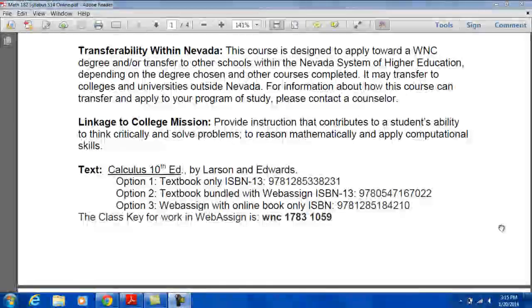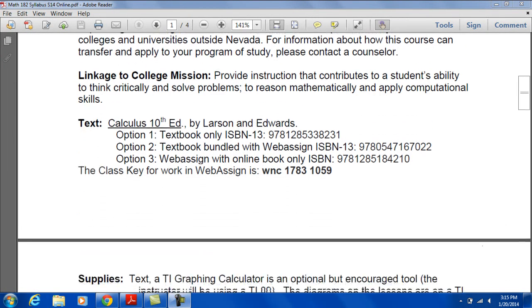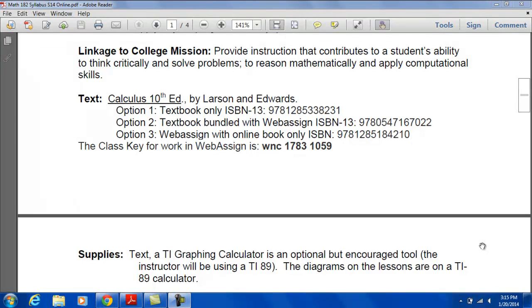So this course is designed to apply toward a WNC degree and/or transfer to other schools within the Nevada system of higher education, depending on the degree chosen and other courses completed. It may transfer to colleges and universities outside Nevada. For information about how this course can transfer and apply to your program of study, please contact a counselor. The linkage to the college mission is to provide instruction that contributes to a student's ability to think critically and solve problems, to reason mathematically and apply computational skills.